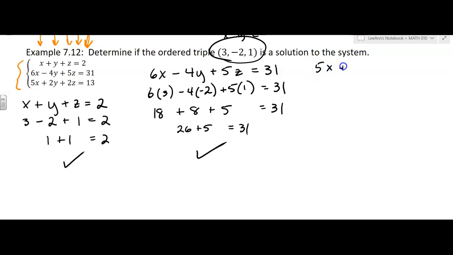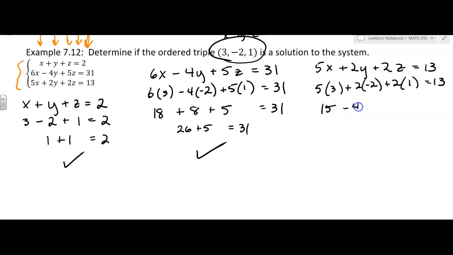5x plus 2y plus 2z equals 13. So again, we're plugging in x as 3. We're plugging in y as -2, and we're plugging in z, which is 1. We follow the order of operations by multiplying first, and then we're going to follow the order of operations with addition and subtraction left to right. So 15 minus 4 is 11. 11 plus 2 is 13.